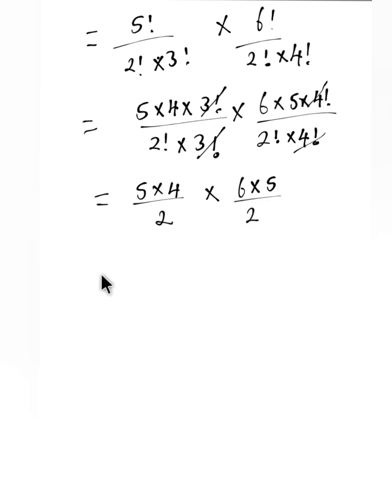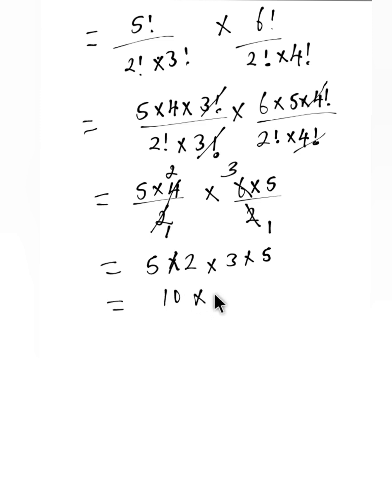If we simplify further, it becomes 5 times 2, because 2 goes into 4 two times, so we're left with 2. And likewise, 2 goes into 6 three times, so this is times 3 times 5. Now this becomes 10 times 15, and obviously this becomes 150. So there are 150 ways of forming these committees. So now we know that there are 150 ways.